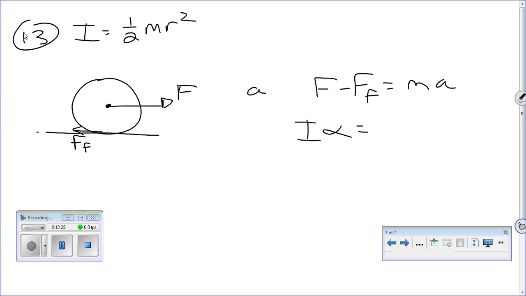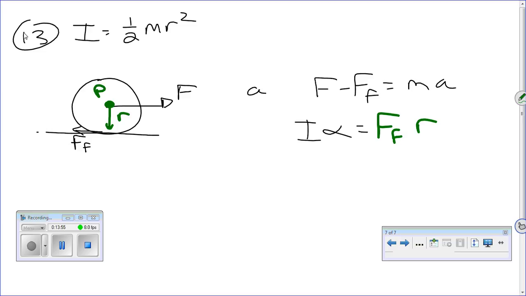So I guess you could do it two ways. My guess is your intuition tells you to pick this as the pivot point, which then means that this is your radius, and so the force providing the torque is friction, right? Follow? Good?